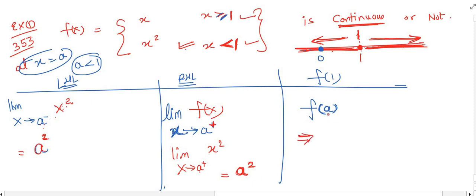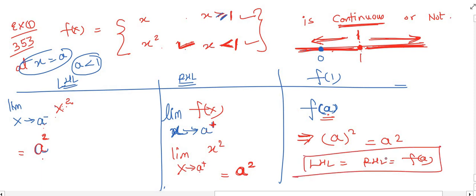Now f of a, the functional value at a itself. So which one should I take? Again less than 1, because a is nothing but less than 1. So it will be a square. So again I am having all three values equal. LHL is equal to RHL is equal to function value. The function is continuous even when it is less than 1. So we can declare that the function is continuous when it is less than 1. Correct? It is continuous for x is less than 1.